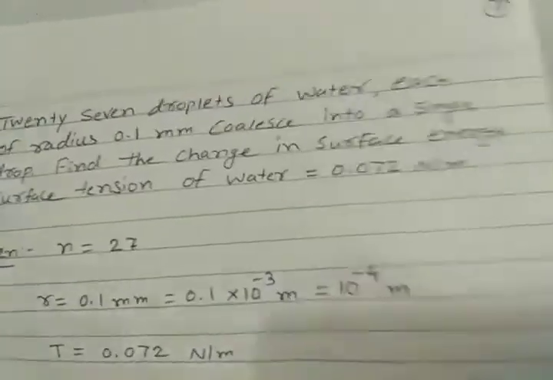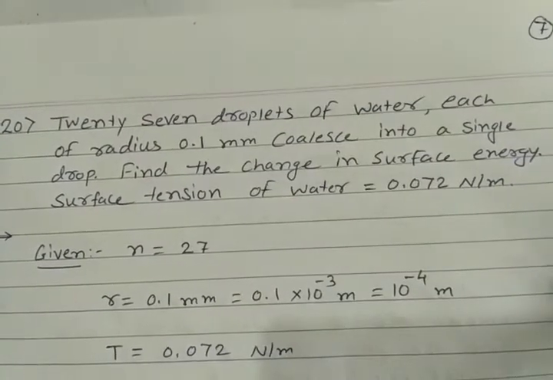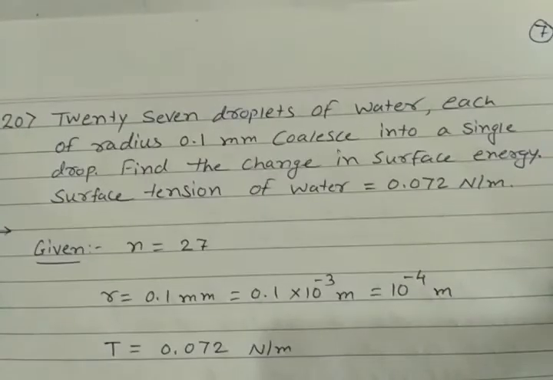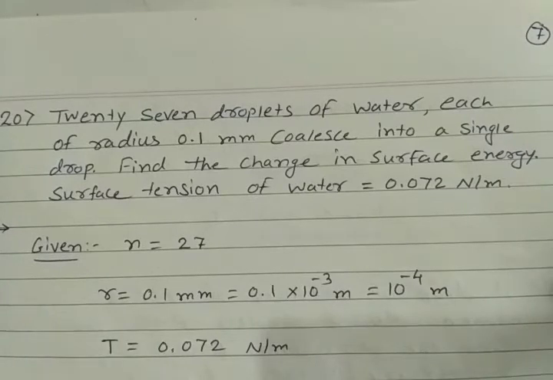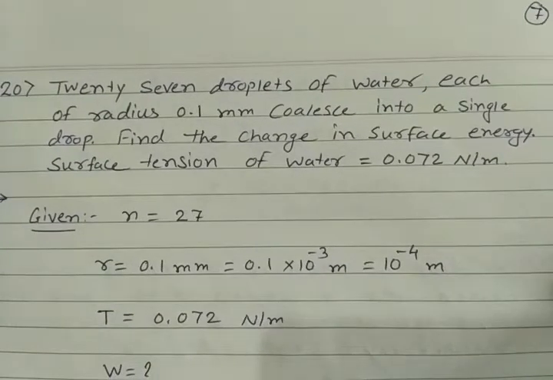Now the 20th numerical. 27 droplets of water, each of radius 0.1 millimeter, combine into a single drop. Find the change in surface energy. Surface tension of water is 0.072 Newton per meter. So we have 27 droplets of water and they combine to get a single drop. So in this process, some work is done and it is converted into surface energy.